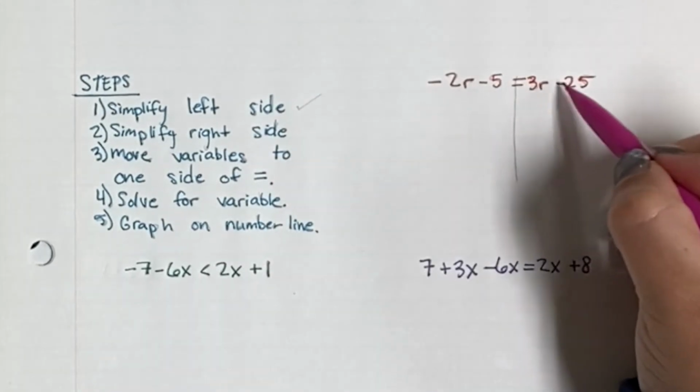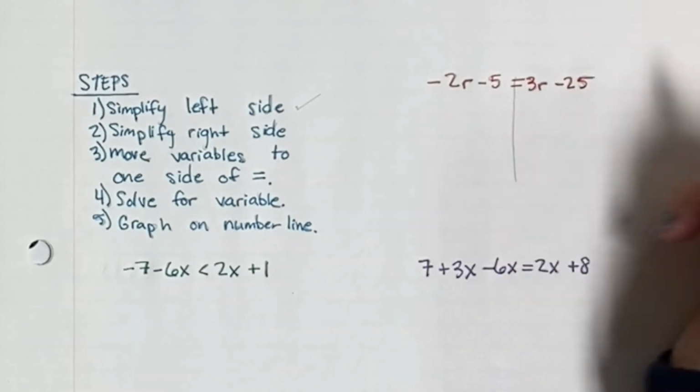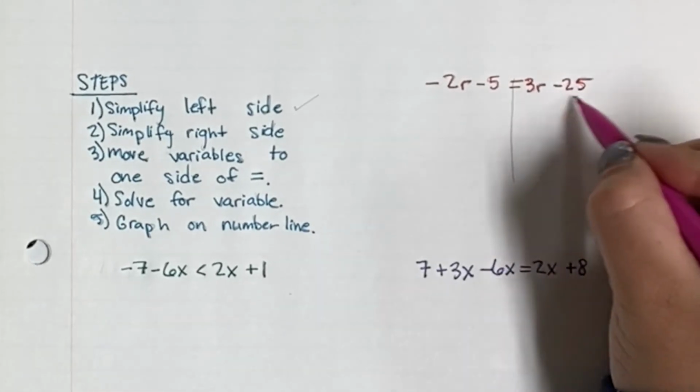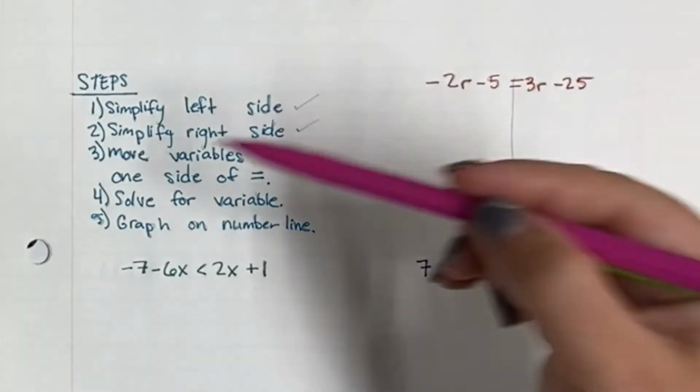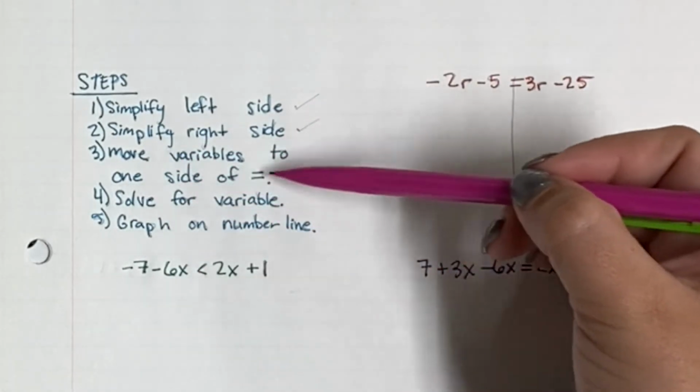Now I'm going to simplify this side, 3r minus 25. Again, these are not like terms, so there's nothing I can do to simplify the right side. So I am on to step number 3. It says move variables to one side of the equal sign.